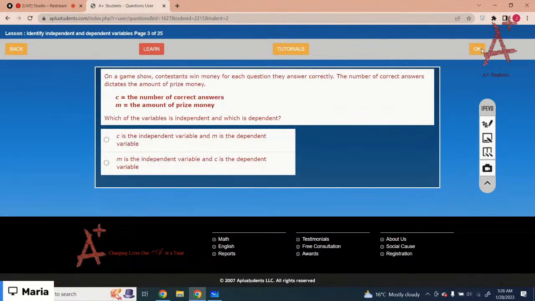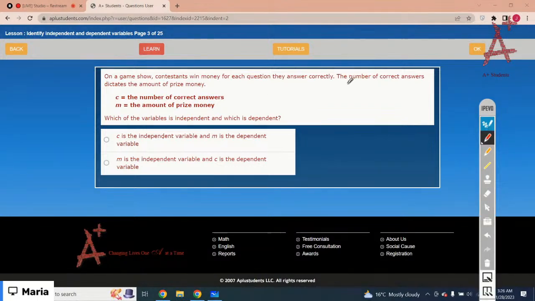Okay, the next one is on a game show. Contestants win money for each question they answer correctly. The number of correct answers dictates the amount of prize money. Got it? Just understand this line. The number of correct answers dictates the amount of prize money. That means the more correct answers, the more prize money. So the prize money is dependent and the correct answers is independent.